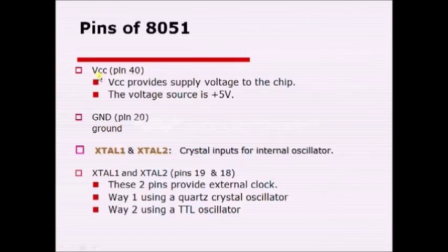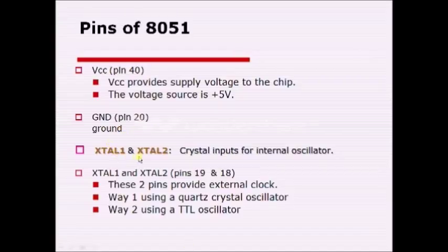Now VCC is the 40th pin, and it is mainly used for giving the supply voltage to the 8051 controller. As we know, if it is an electronic device, a digital device, then we definitely have to give a DC supply. This controller runs with a maximum voltage of 5 volts. If more than 5 volts is given to the controller, then the controller gets damaged. So we have to give only 5 volts. And then ground, as you can see, is pin 20, which is mainly used for directing the higher currents or voltages towards the ground.